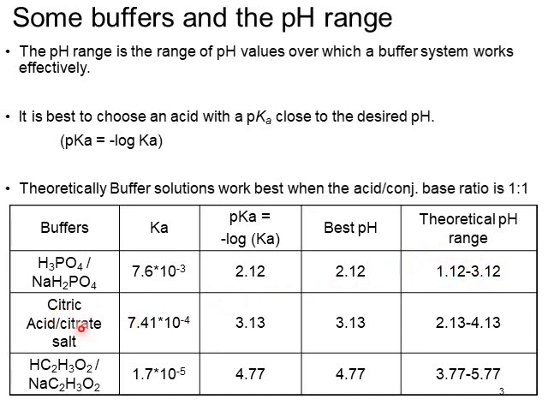So you can have citric acid and citrate salt. The pKa is about 3.13. Sure enough, the best pH, if you have 1-to-1 acid to base, is about 3.13. Or you could have acetic acid and the acetate ion. That's going to give you a pKa of 4.77. Sure enough, its best buffering position is at a pH of 4.77.